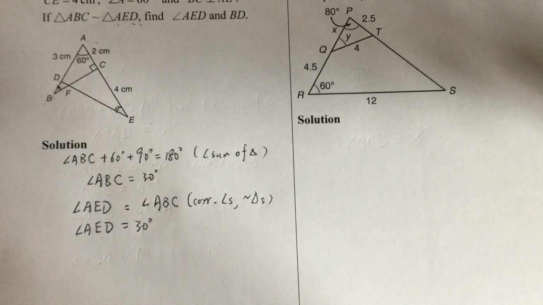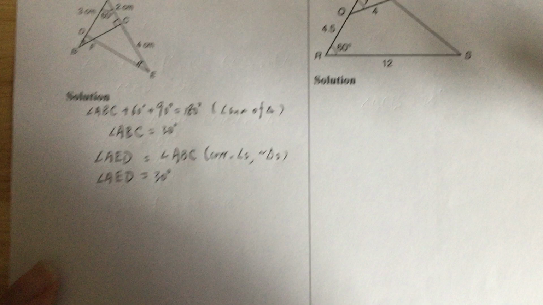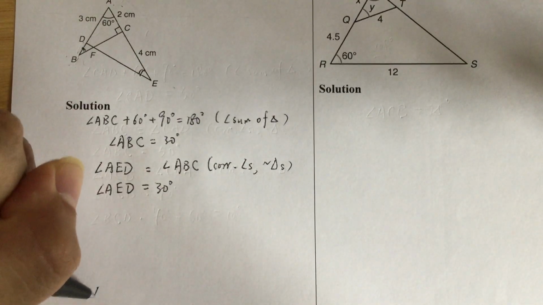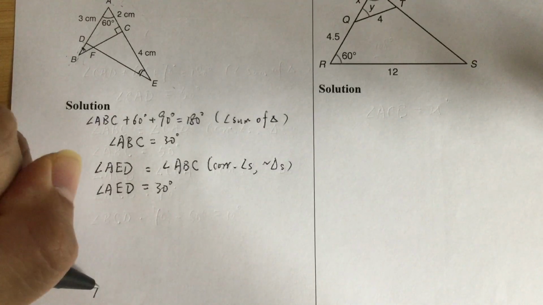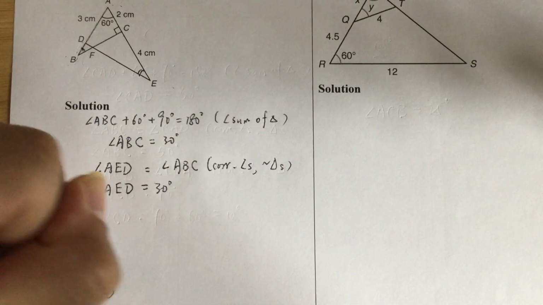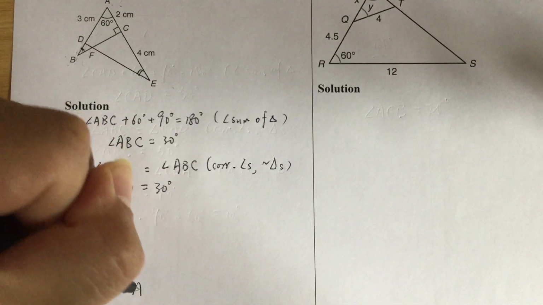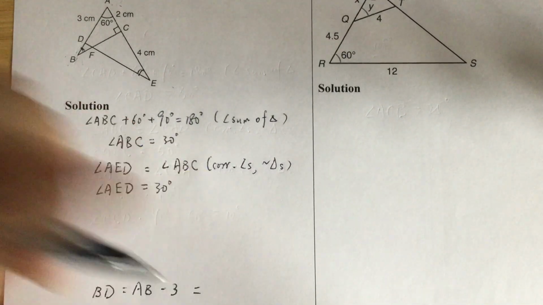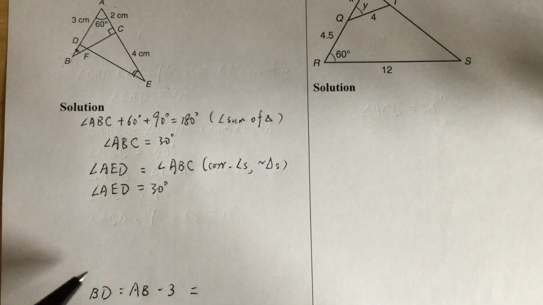So that means our target, we are going to think something like this. Finally, we will have BD, we are going to find out that is equal to AB minus 3. So we can find the answer finally this way.